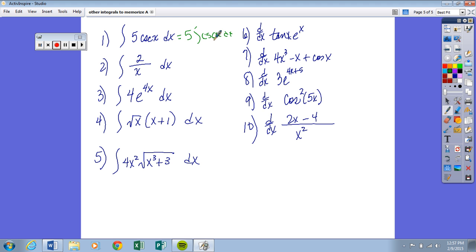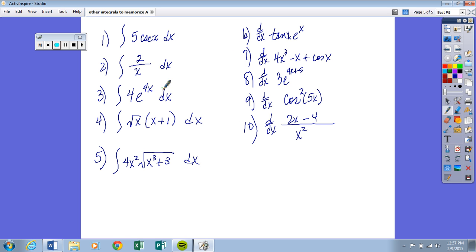And this right here is one of the ones I just showed you on the list of new ones we want to memorize. So if you know that, all you're going to have to do is recopy your 5 and then do the integral of cosecant, which is just the negative natural log of cosecant plus cotangent. That's a plus. And then plus c at the end. So this is all you're going to have to do for number 1.